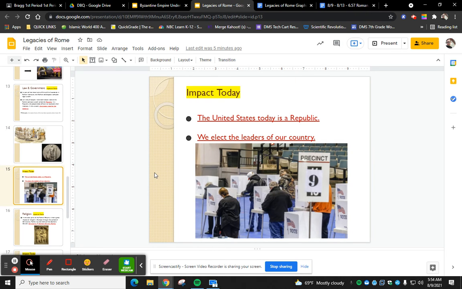Now, the impact today for law and government. Well, the United States today is a republic. We elect the leaders of our country. We still have elections. That's not going to stop, even though it takes a while for everyone to get full rights in how to vote.